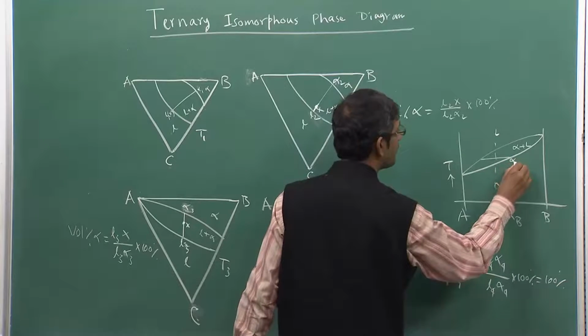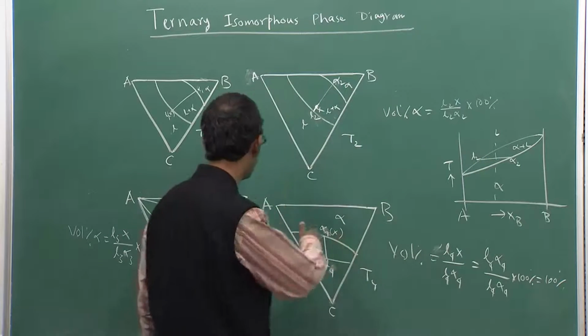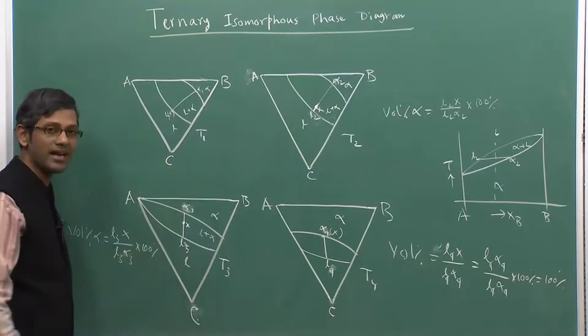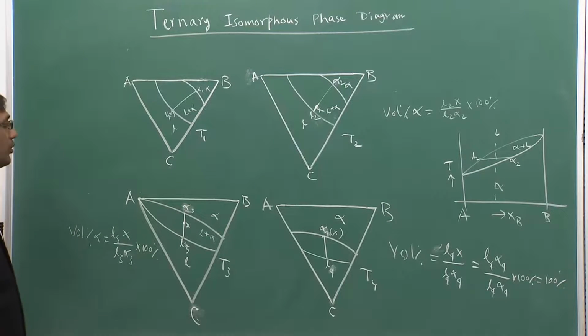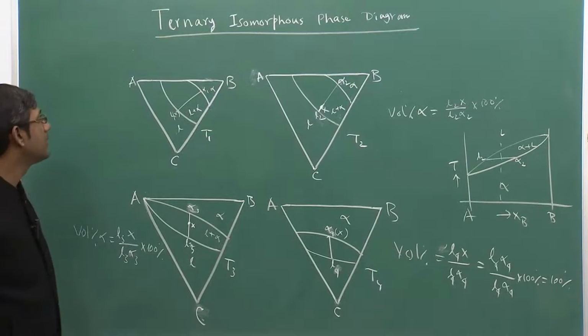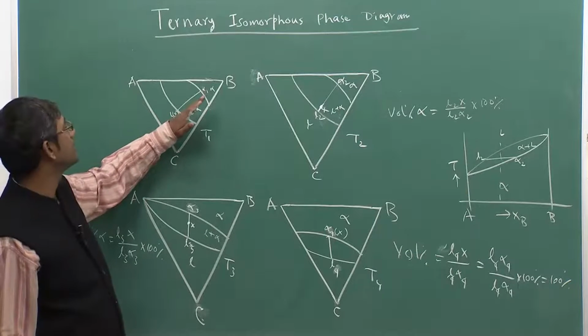This is my alpha composition, suppose this is alpha 2 L2. So, I can calculate the same way here also. The only thing I have to do is that to draw the composition I need to draw parallel lines, which I have discussed with you when I showed you how to calculate volume fraction of phases in a two phase system, correct.